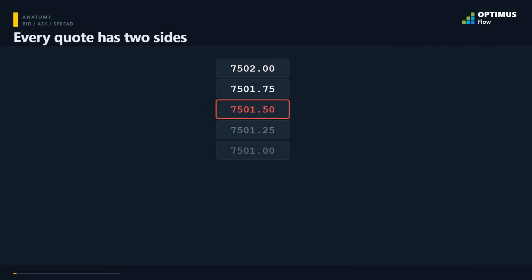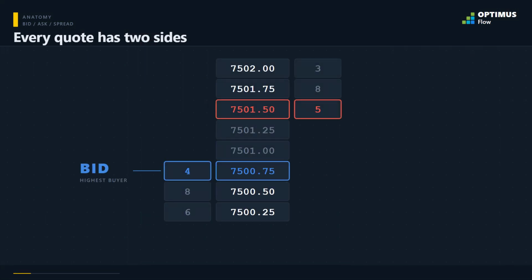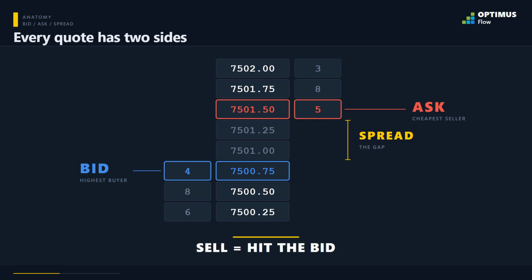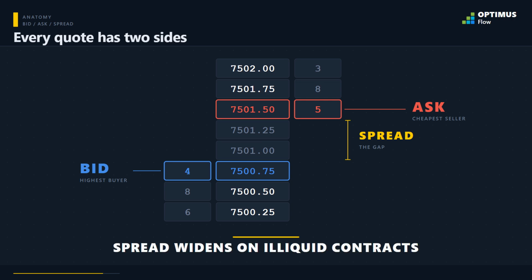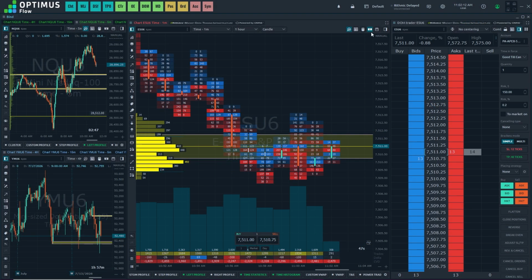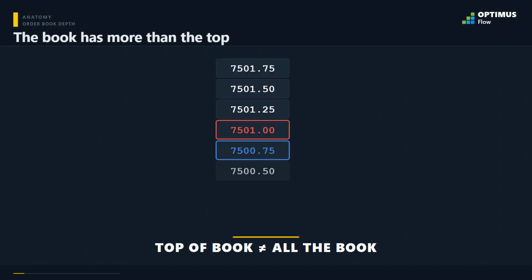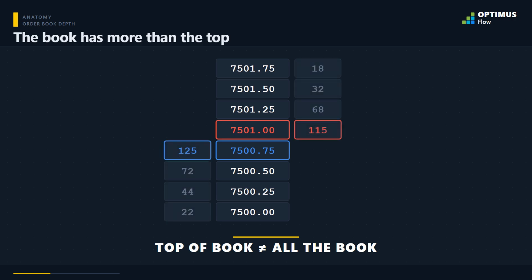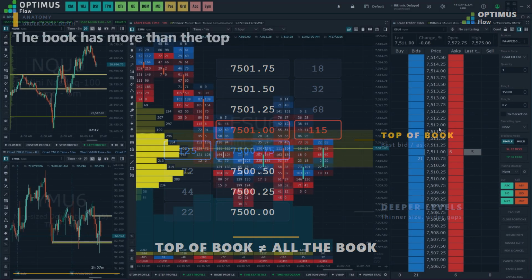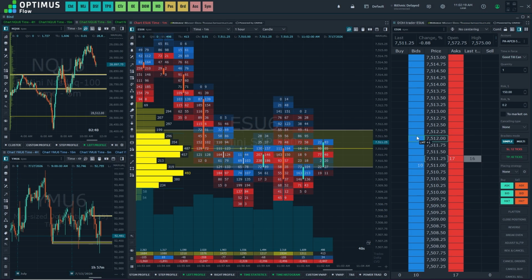When you place a market buy order, you're taking the ask, which is where the cheapest seller is offering. A market sell order takes the bid, which is the highest buyer and where they're currently bidding. The gap between them is called the spread, and that's usually just one tick on liquid contracts, and on illiquid contracts, that spread can widen out. The order book has depth, and there are contracts sitting at every level. The top of the book is the first layer, and that's usually where you'll see the most size. As you go deeper, you'll see fewer contracts further away from where the last trade printed.